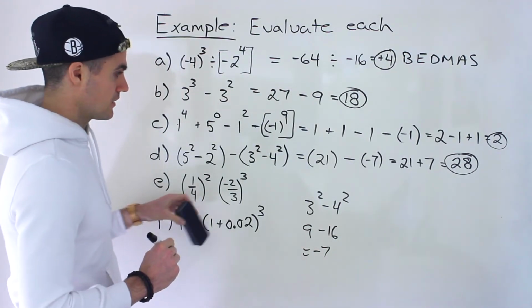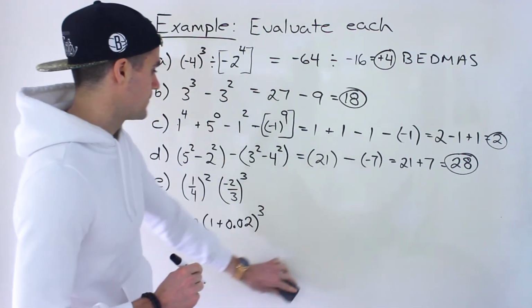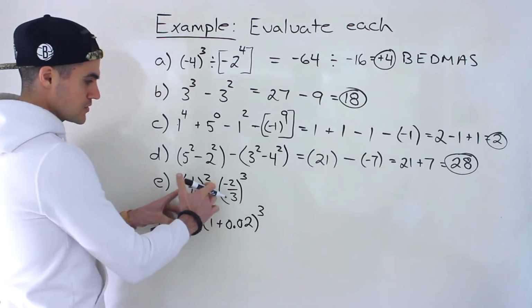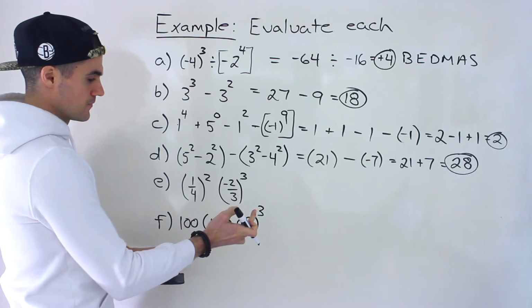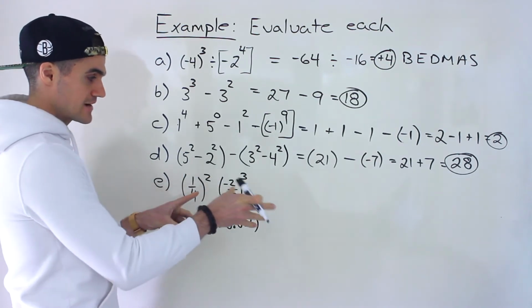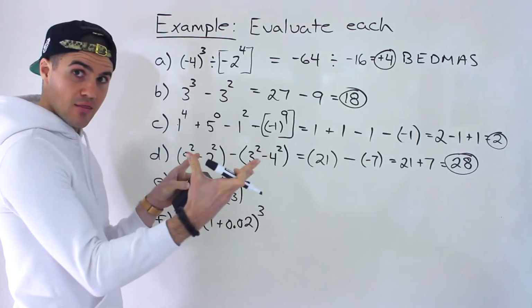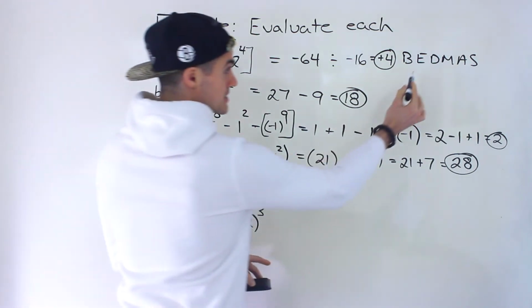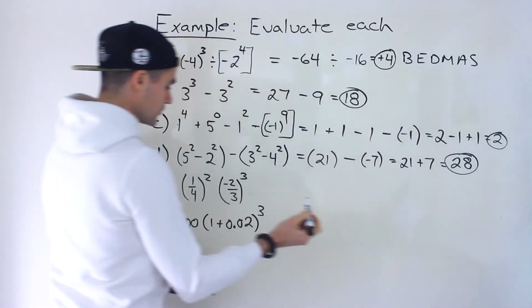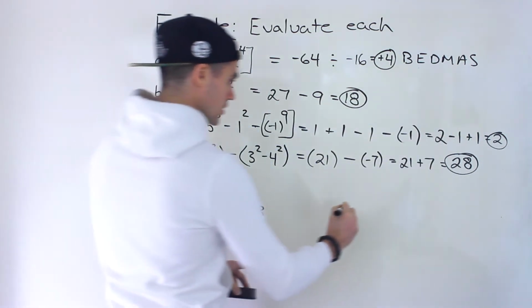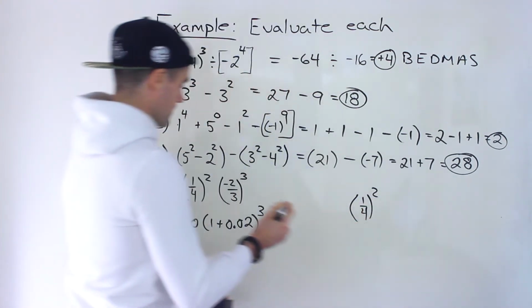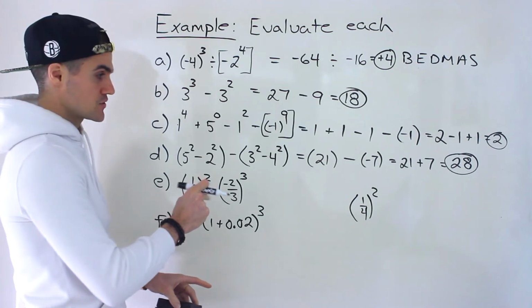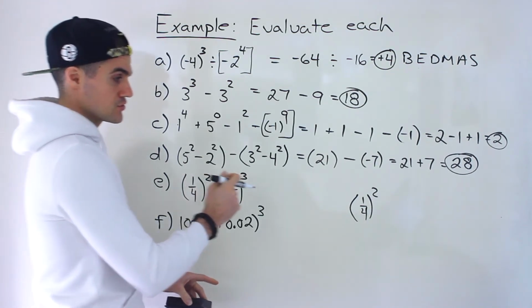And then over here in part E, we have 1 over 4 to the power 2 and then negative 2 over 3 to the power of 3. Okay, so notice that we have two exponential expressions that we're multiplying, but notice that exponents come first before multiplication. So let's work with both of these exponential expressions first. So we got 1 over 4 to the power of 2.